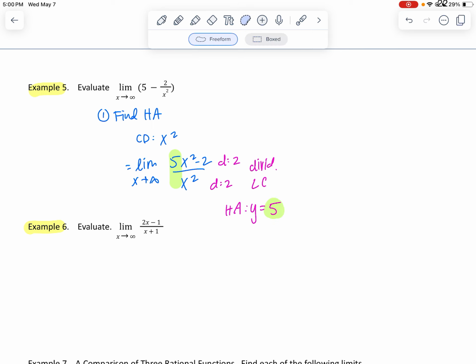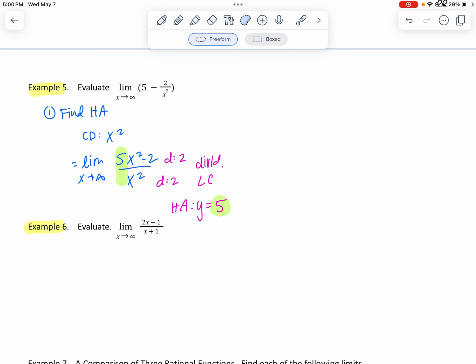Okay, so that is one method, using the horizontal asymptotes. There is a second method, however. This second method, we like to call plugging in infinity.